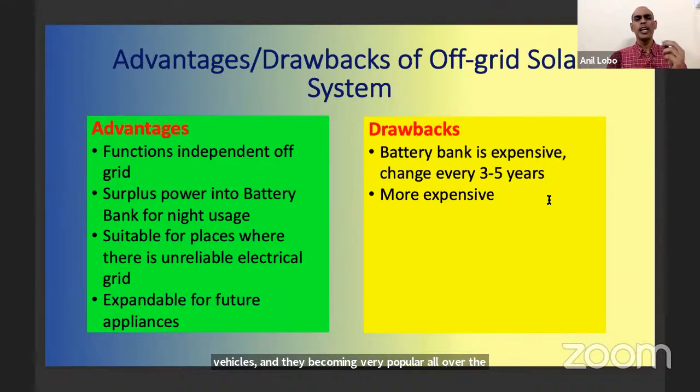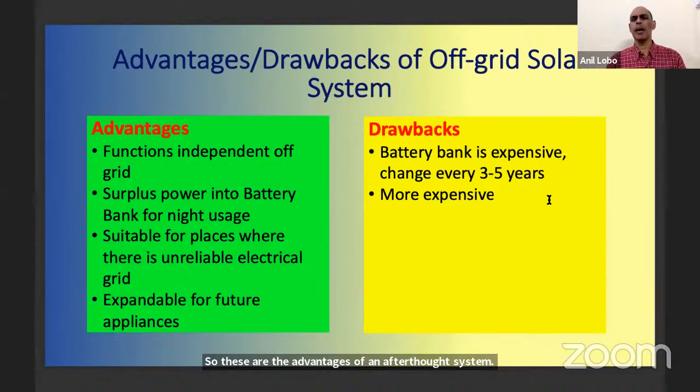Another advantage of an off-grid system is for places where you don't have a grid line: remote hill stations, places where the trees can fall and cut you off, beach resorts, islands, even mobile vehicles such as mobile campers, boats, ships. I've seen in Kerala the backwaters, some of the boats on the backwaters, they're using off-grid solar systems to provide electricity and energy for the boats. So these are the advantages of an off-grid system.